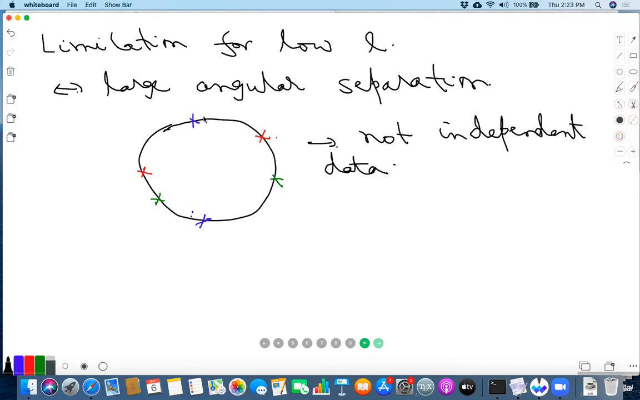So for low L, what you experimentally measured, if you try to relate it to a theoretical prediction, there is an intrinsic uncertainty that you cannot remove, because you are limited to doing experiments on one universe. Of course, for L equal to 2, it's not physical anyway, because L equal to 2 is the dipole, which, as we said, is used to fix the motion of our universe. But from quadrupole onwards, it's significant.